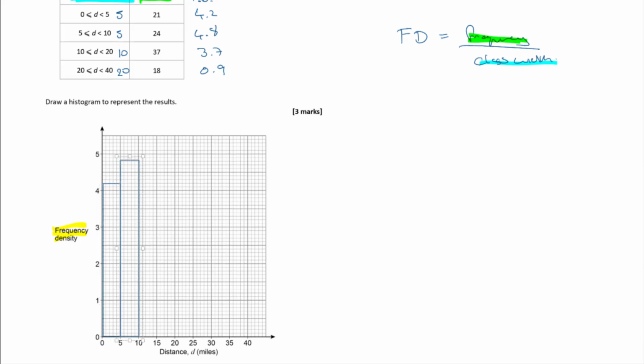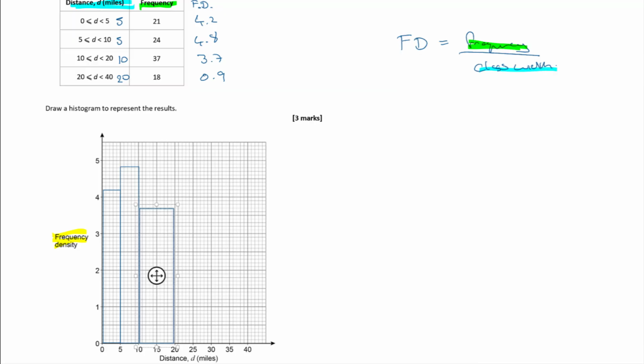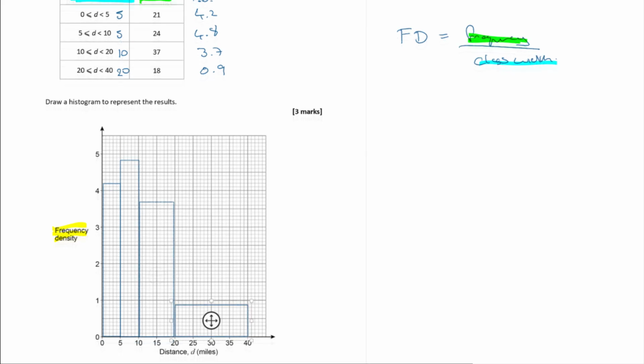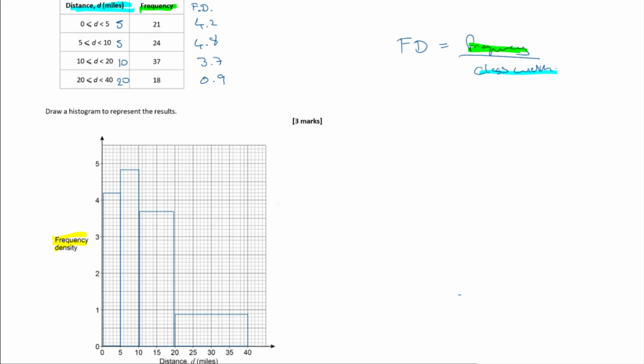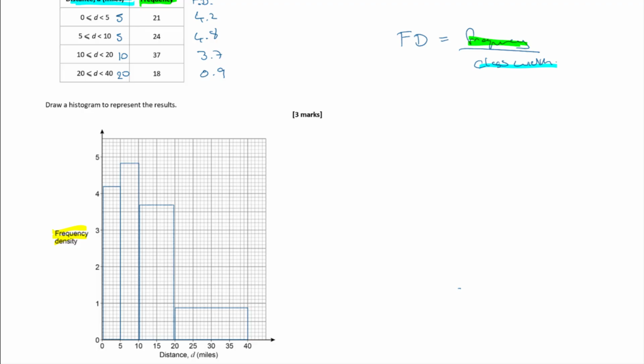Now the next bar is a bit fatter. It goes from 10 to 20, and this time the height is 3.7. And then the last bar is even wider, isn't it? It goes from 20 all the way up to 40, and it's quite short, at 0.9 in height. So a bit of a dumpy little bar at the bottom there. So that's my completed histogram. Unlike bar charts, your bars will actually touch each other. Where one bar finishes, the next one begins. And they can be different widths depending on the class width. It should look like that.